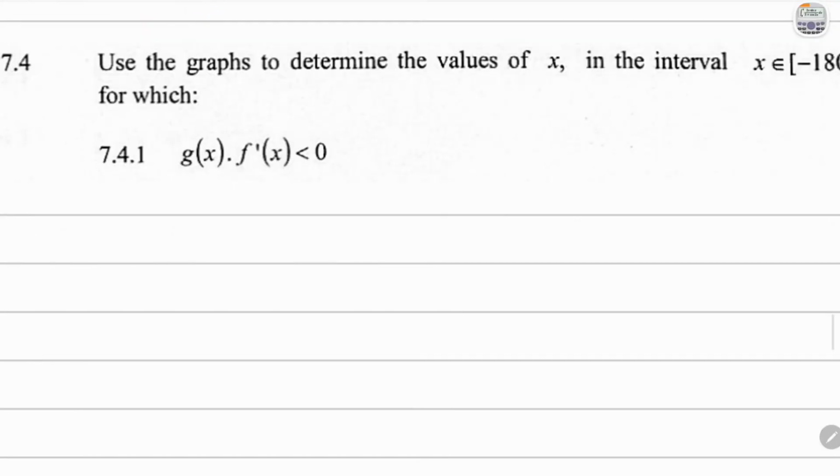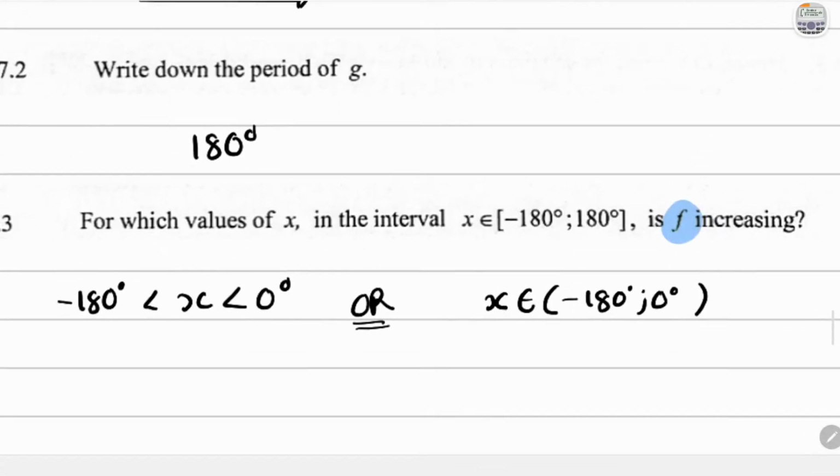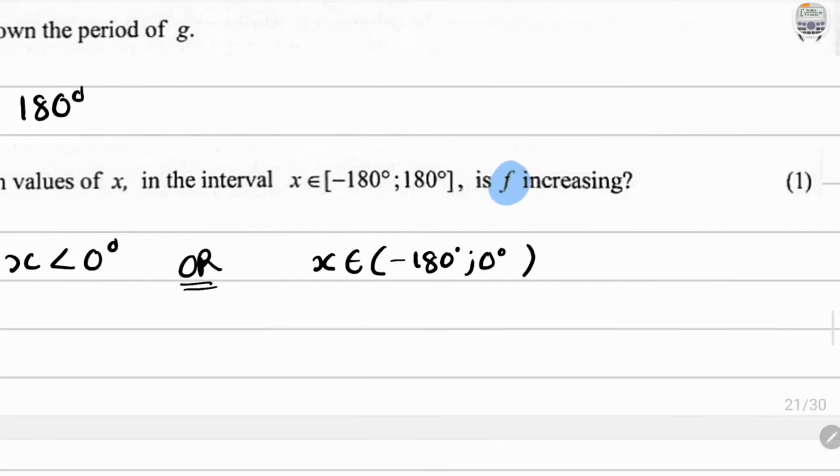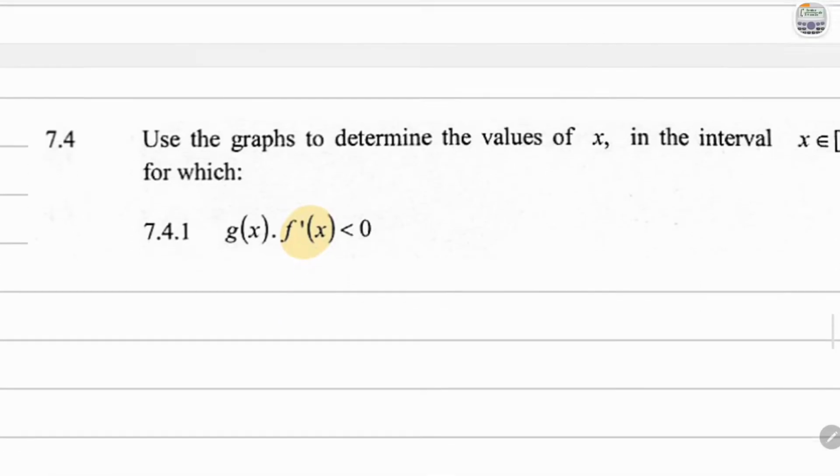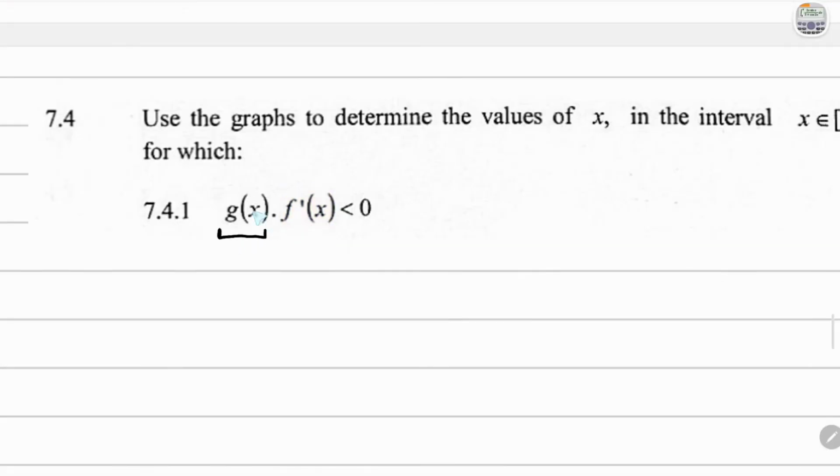These are sine and cos graphs. When they're referring to the derivative, they're just referring to the gradient. And interestingly, they spoke about increasing, which also refers to the gradient. So when we have f increasing, this will in fact be where f prime of x is greater than 0. This is where the gradient is positive, meaning the graph is increasing. So we have to take the y values of g, and when we multiply it with the gradient of f, it needs to be negative.